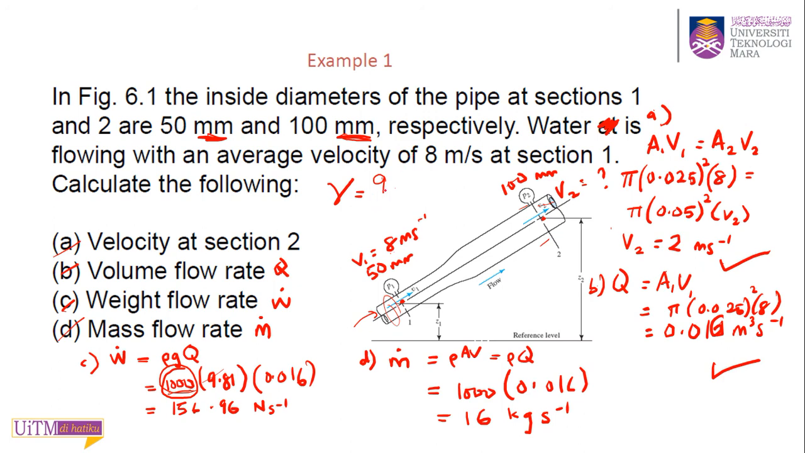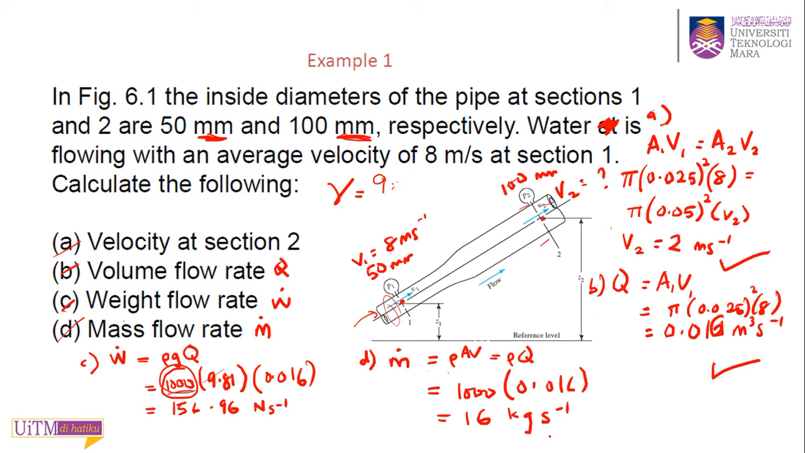Alright, understand? Boleh kan? Boleh, sir. Sir nak tanya, untuk mass flow rate tu kan, kita pakai apa? Kg per second kan?